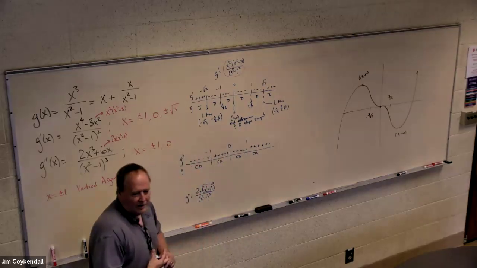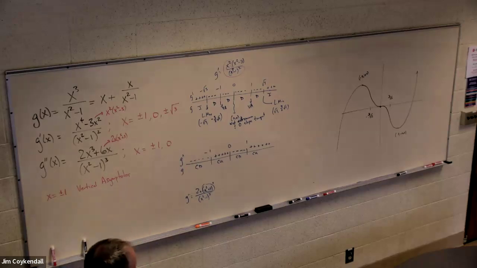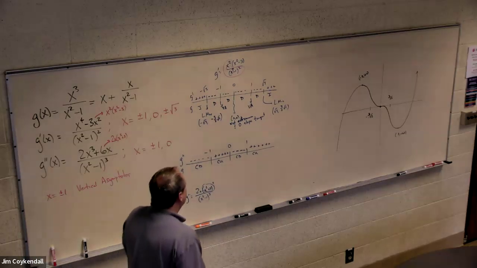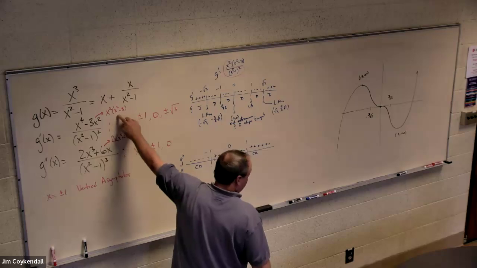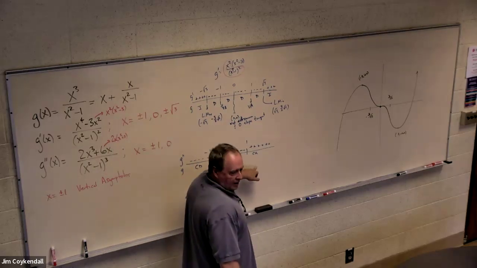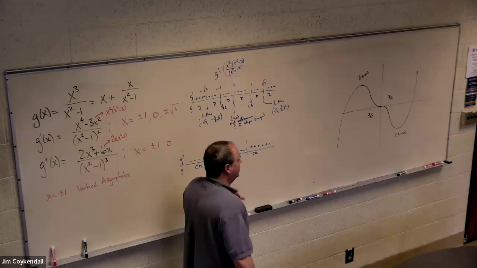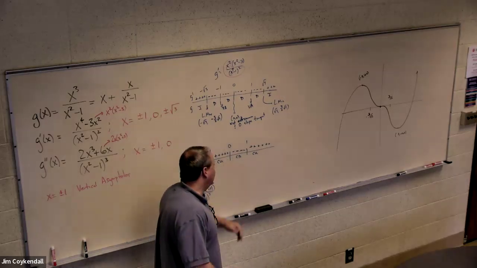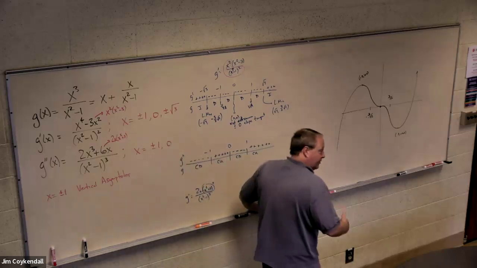How many points of inflection? 0 is the only true point of inflection because it's the only one that's a point on the curve. -1, 1, a vertical asymptote. There is no point on the curve. So it is true that concavity changes as you pass through those numbers. It's not a point of inflection because there is no point.